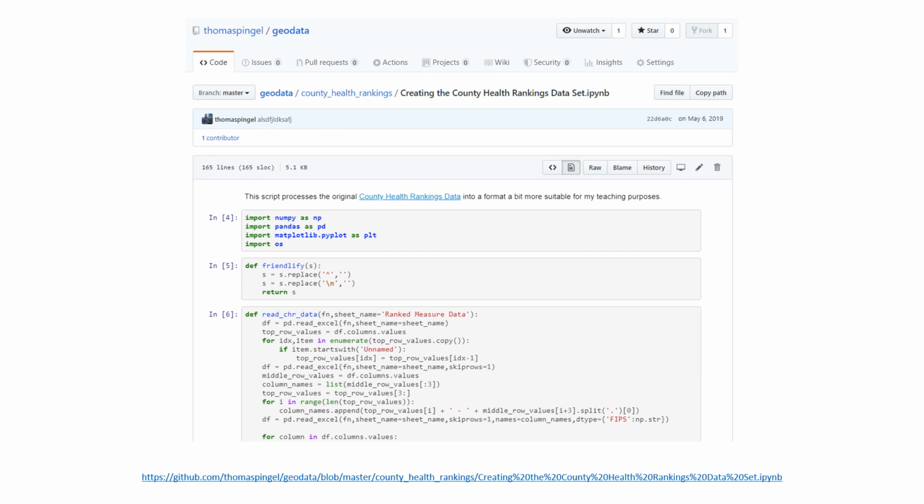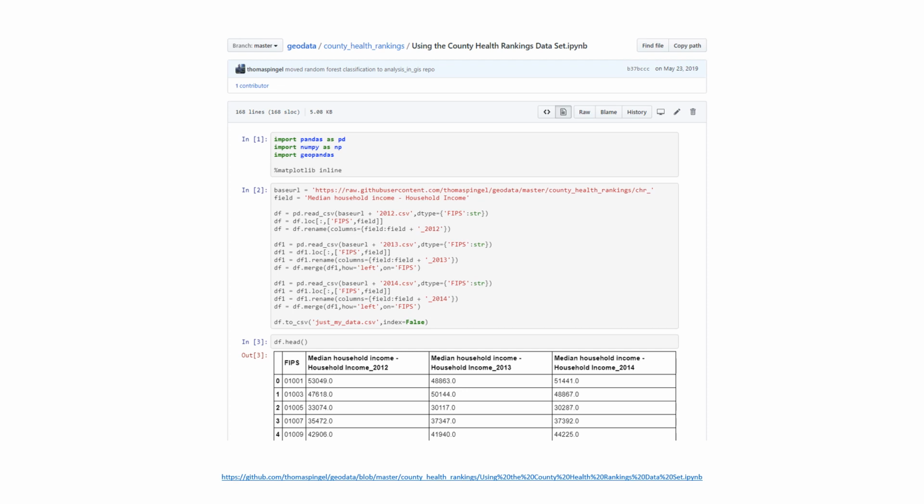This is an example of what the creating county health rankings dataset notebook looked like. It's got that read CHR data function in it. You're welcome to borrow that if you want. It's got a little helper function called friendlify that removes a couple of special characters that interfere with data processing. So feel free to browse that as you like. This is an example of using the dataset. Again, I wanted to package these Jupyter notebooks along with the cleaned data just as an example and as documentation of how this was done.